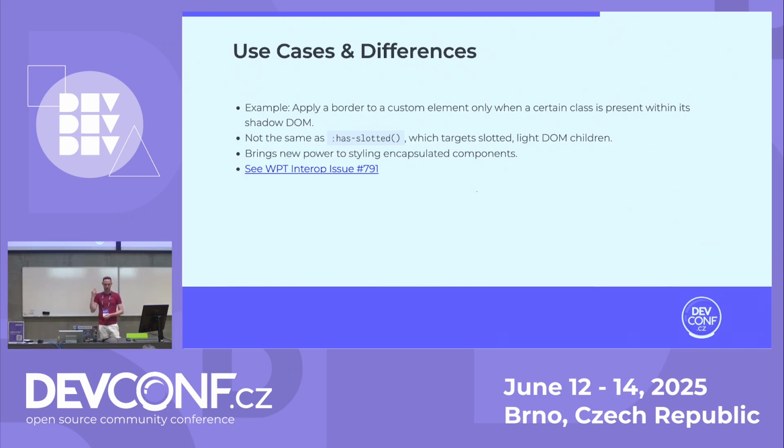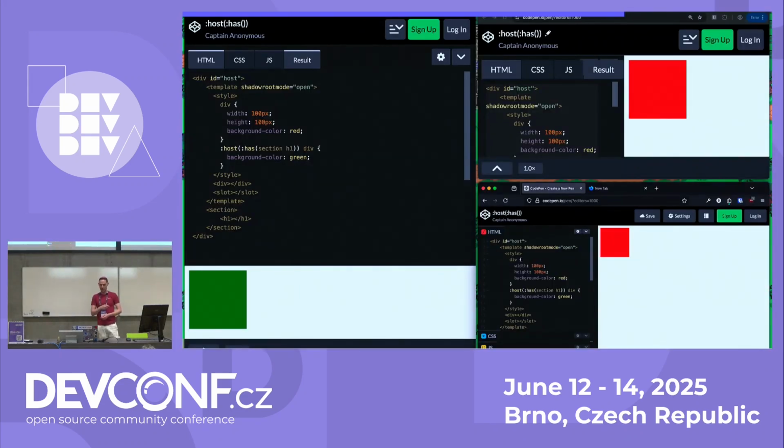So I prepared some examples of what this looks like. We have here on the left, that is Safari, I believe. Yeah, on the top right is Chrome, and the bottom right is Firefox. And don't get too bogged down in the code, but basically what this snippet is saying is, if there's a section h1 in my children, as one of the light DOM children of my element, the background should be green. And that today works in Safari, and fails in Chrome and Firefox.